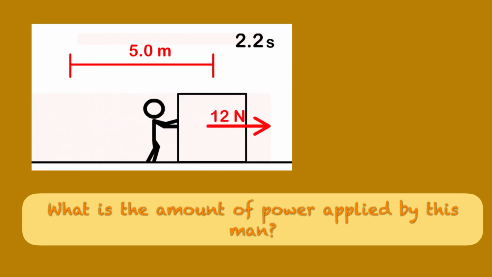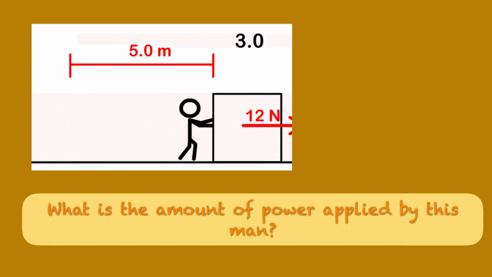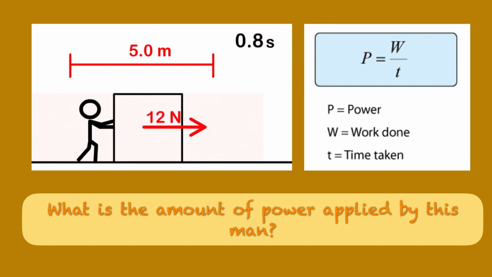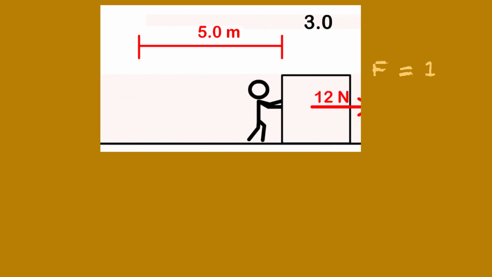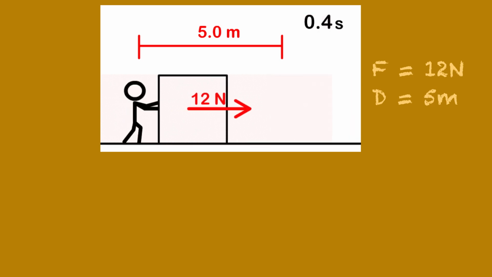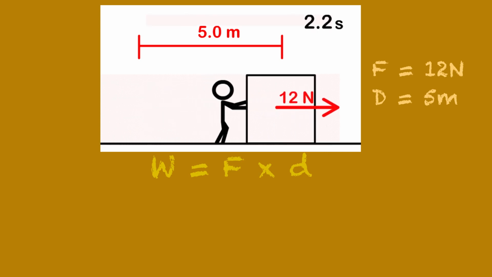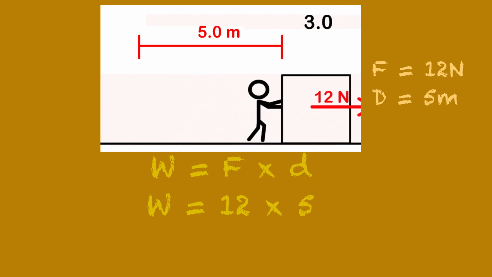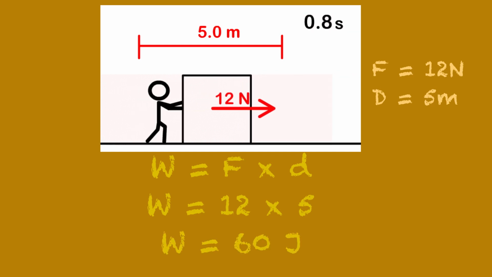Let's take this example. What is the amount of power applied by this man? It's clear from the formula that power is equal to work over time. So let's calculate the work first. The picture shows that a force of 12 Newton is applied on the box to move it a distance of 5 meters. So let's start by writing the formula W equals F multiplied by D. By replacing each term by its value, W equals 12 multiplied by 5, and then the work is equal to 60 joules.